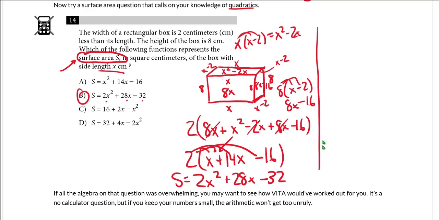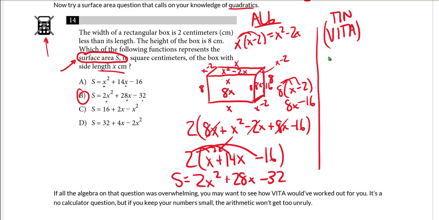Now listen, if that algebra got complicated or intimidating for you, there is, so this is the algebraic method, the other approach, more specifically the VITA approach. We know we can use VITA here because we have variables in the answers. This is a no calculator question, which means that the VITA, if you do not use a nice small number, can get a little bit unwieldy.